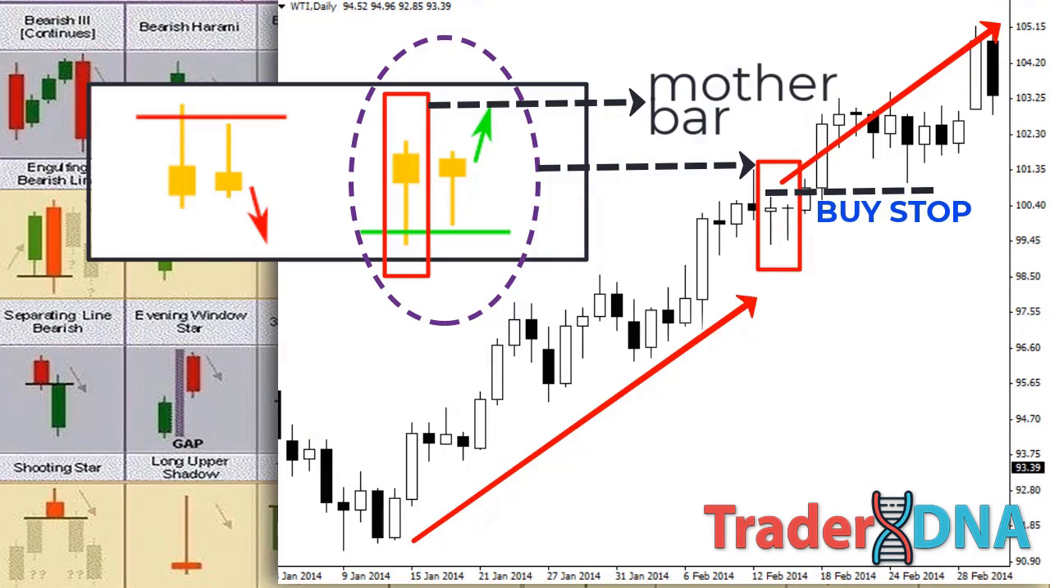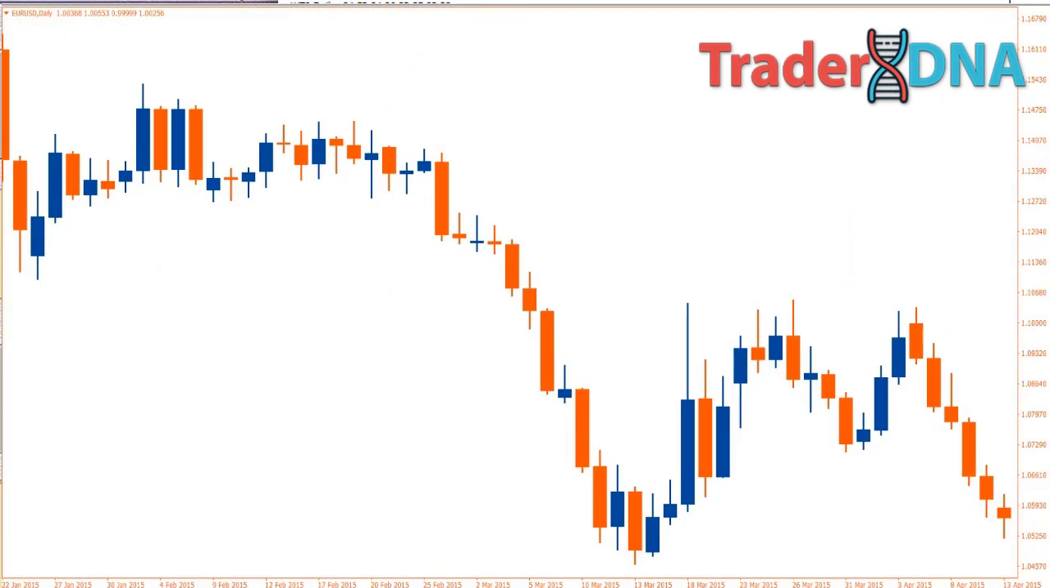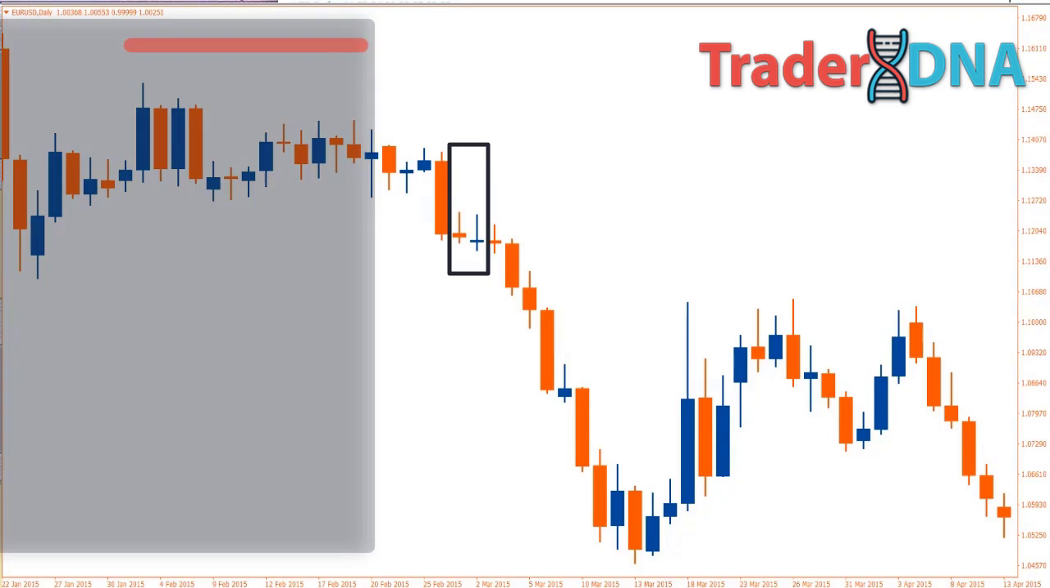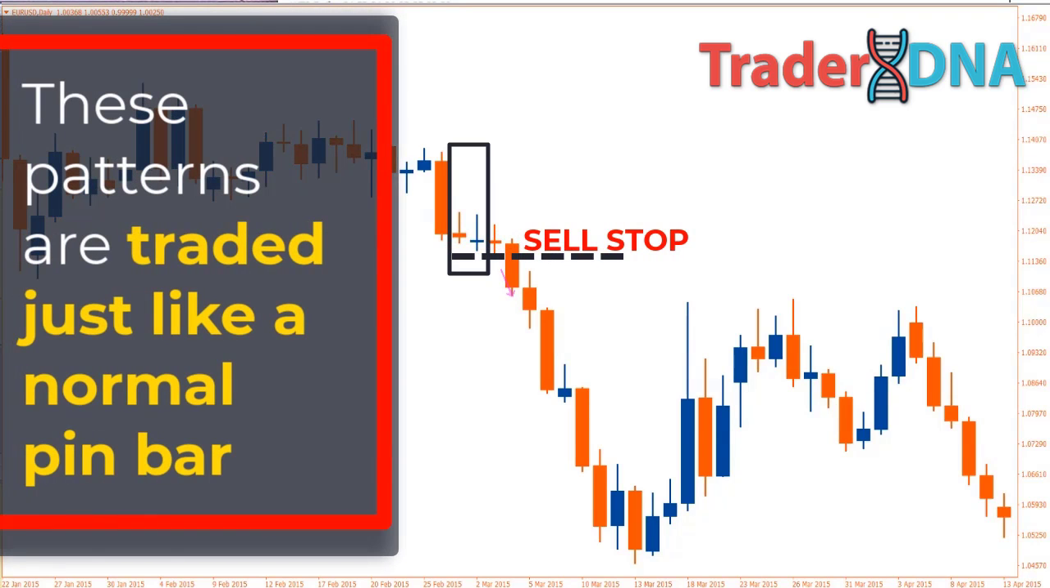Double pin bar patterns. It is not uncommon to see back-to-back or double pin bar patterns at key levels in the market. These patterns are traded just like a normal pin bar, except they provide a trader with a little more confirmation since they reflect two consecutive rejections of a level.